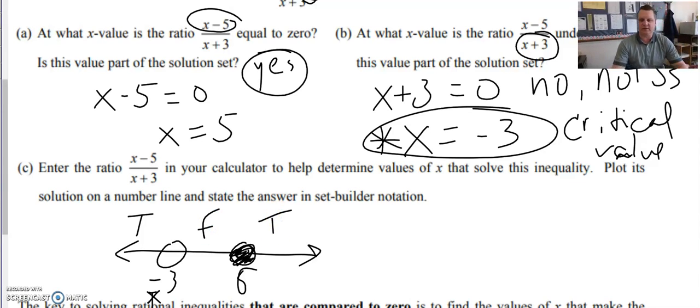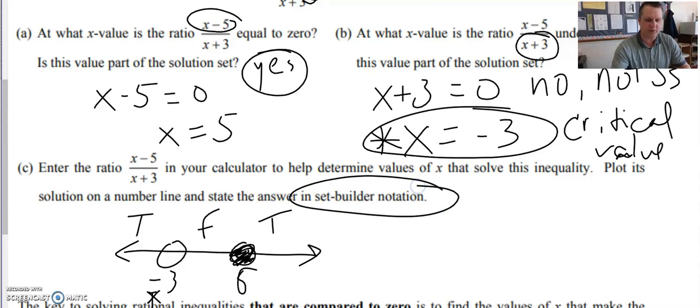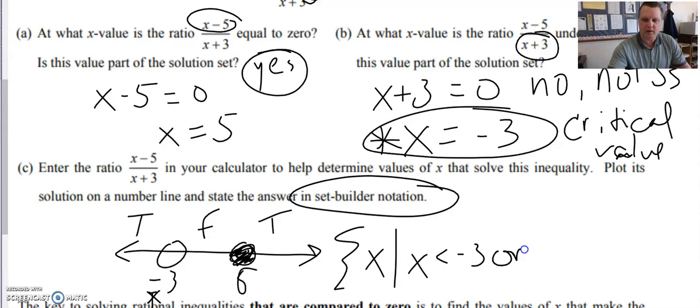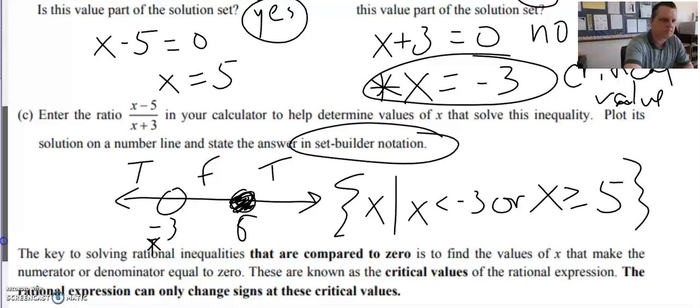Now remember, we looked at this in the past and I said it usually alternates. But we're going to see in this lesson that it doesn't always. Set builder notation. X such that x is less than negative 3, or x is greater than or equal to 5. That's your set builder notation.